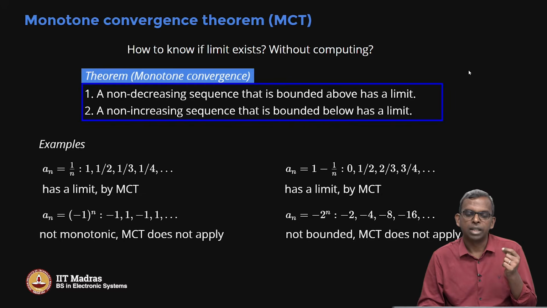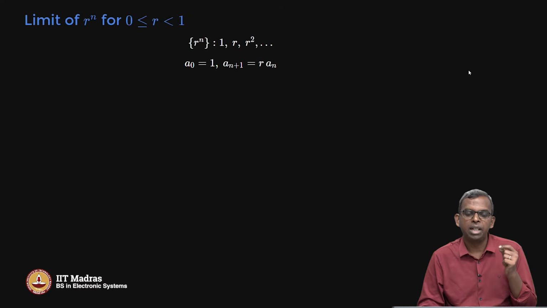So how do we use this? I'll show you how to use it. It's most commonly used when there is a recursive equation that defines the sequence. MCT is very powerful in those situations. You can wonderfully use it to establish the existence of a limit, and once you establish the existence of a limit, there is a very easy trick to compute the limit if you have a nice recursive definition for the sequence.